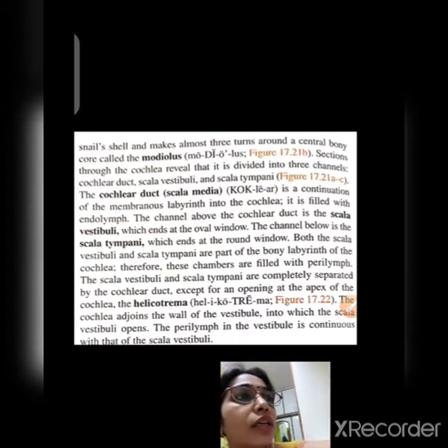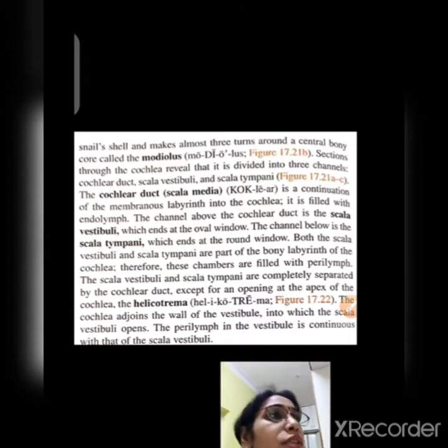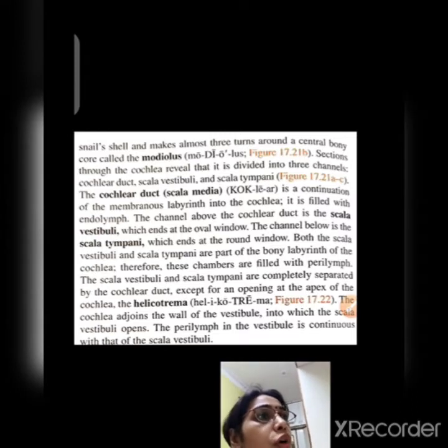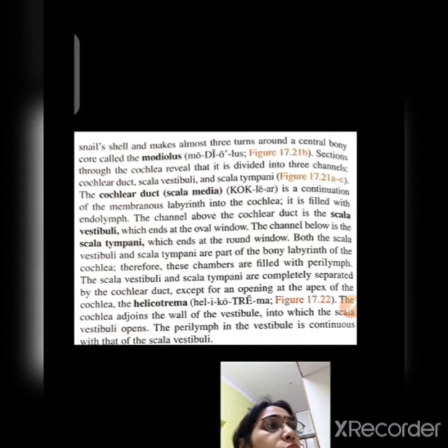in the internal ear. The scala vestibuli and the scala tympani are completely separated by the cochlear duct, except for an opening at the apex of the cochlea called the helicotrema. The cochlea adjoins the wall of the vestibule into which the scala vestibuli opens. The perilymph in the vestibule is continuous with that of the scala vestibuli.